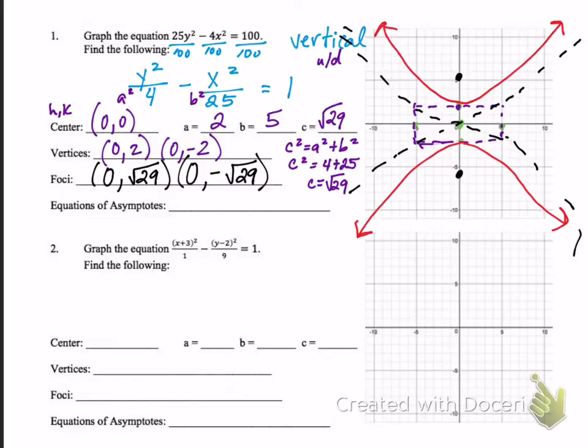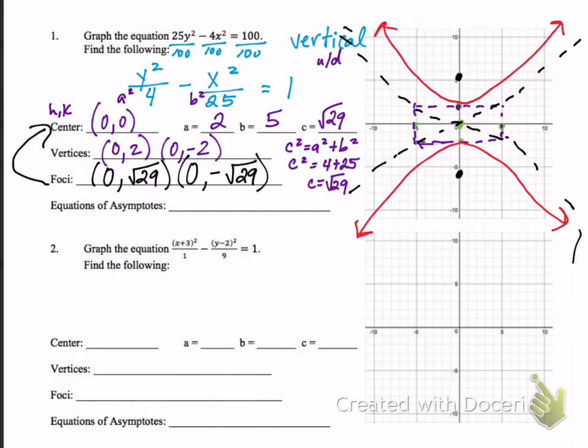Is C the distance between the foci and the center? Foci and the center, so I always go from the center. Yes. And then the last thing is the equation of my asymptote.